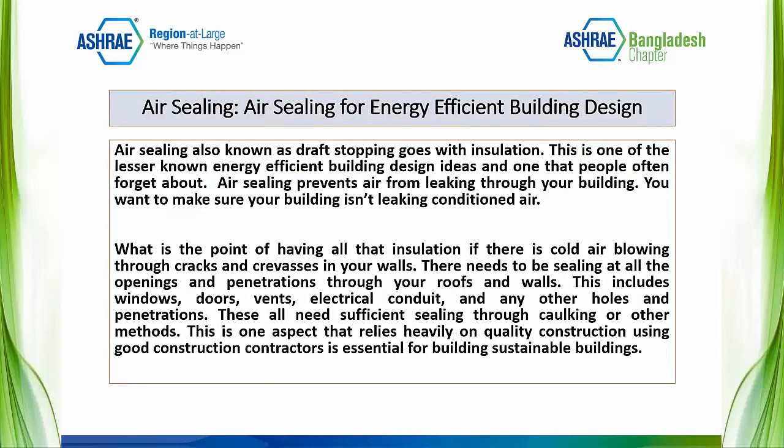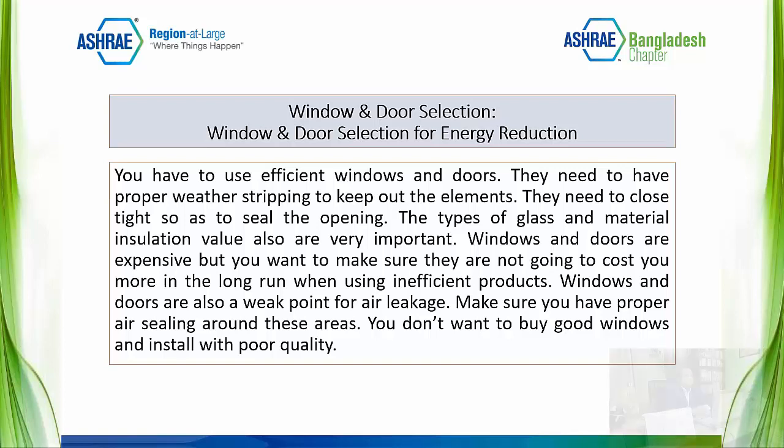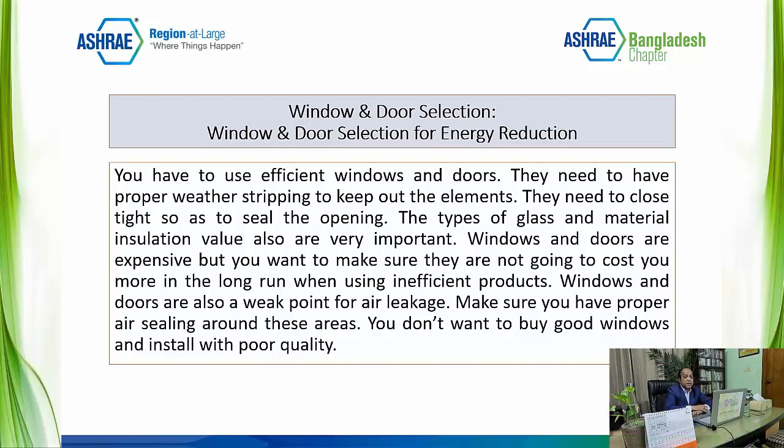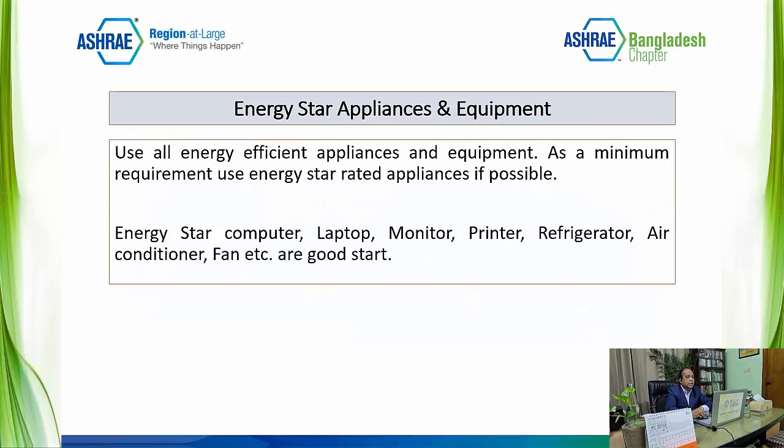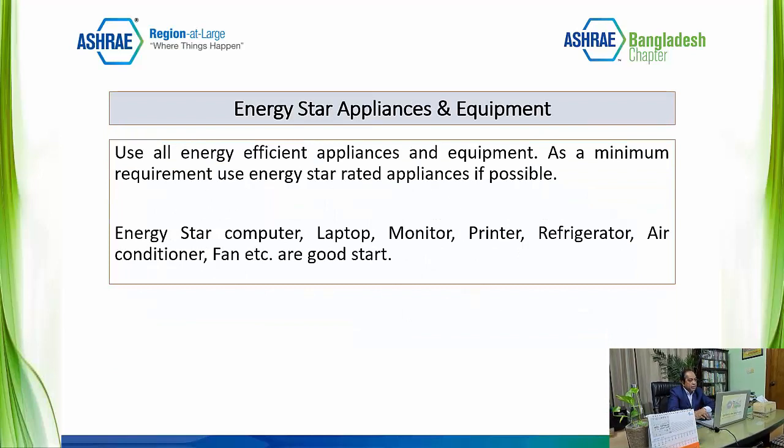And air sealing we talked about. Okay. Window and door selection is very important. Which window, because a window has a U value, a door has a U value, and also sealing of the window and door framing is very important. Okay. If you have equipment, use equipment that has Energy Star and less heat output.